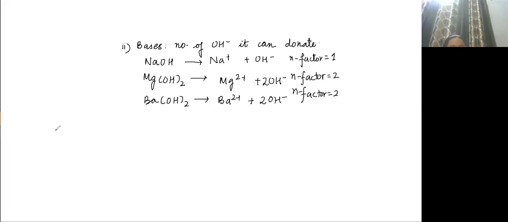Now third is for salts. Salt is a little bit difficult in comparison to acid and base. N factor is always positive. Remember this, N factor is always positive. If this is done, can I move to the salt part?